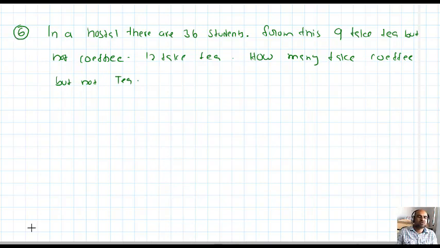Okay, students, our next problem. In a hostel, there are 36 students. From this, 9 take tea but not coffee, which means they will take only tea. Here 12 take tea, which means some members from this 12 can take coffee also. How many take coffee but not tea? Only we want to find the number of students who take only coffee. It's an easy problem only, by using a Venn diagram you can complete.